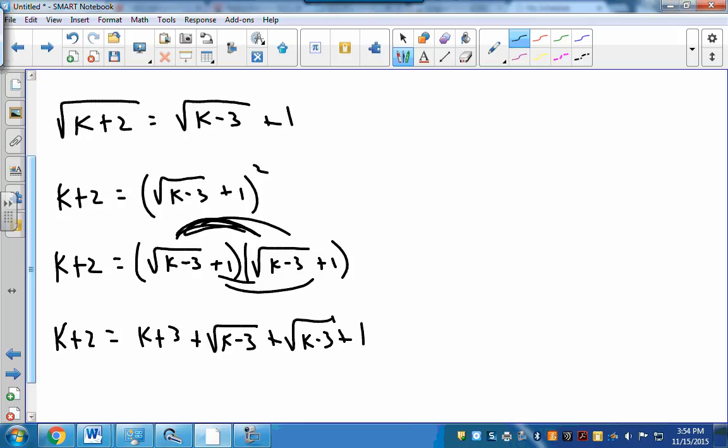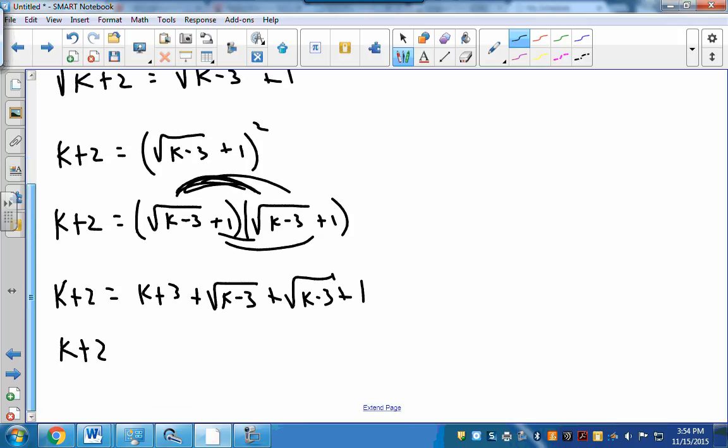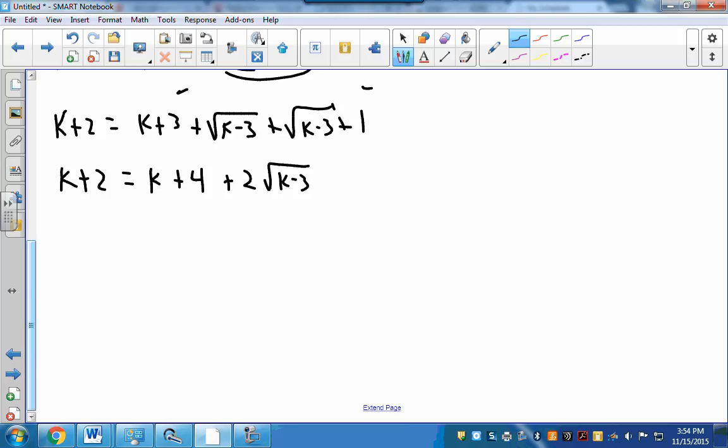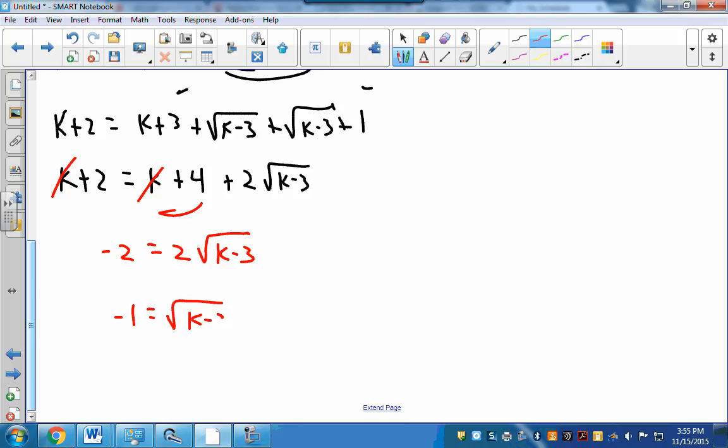So cleaning up like terms, we have k plus 2. I have a k plus 4, right? Minus 3 plus 1. And then I have 2 of these square roots of k minus 3. Still have a square root. I can go ahead and subtract out the k's. I can move this 4 across, so I have negative 2 is 2 square roots of k minus 3, divide through by 2. So negative 1 is the square root of k minus 3, and then I can stop. No solution.